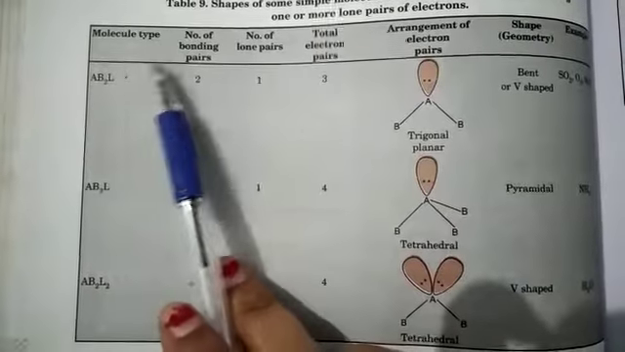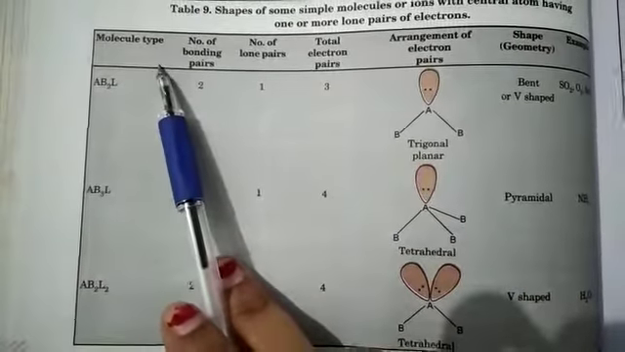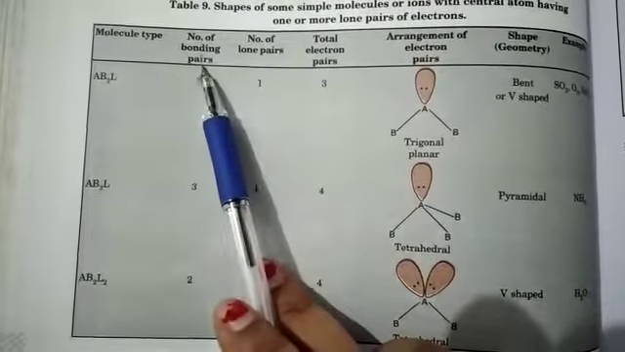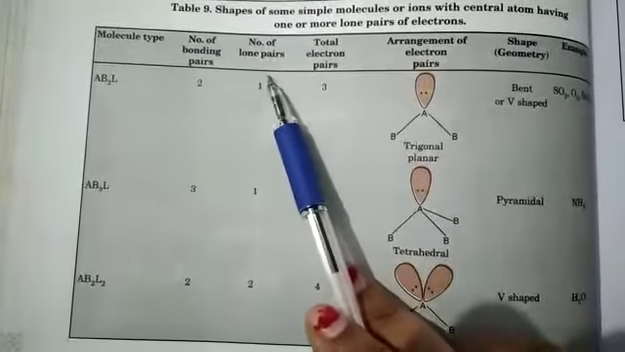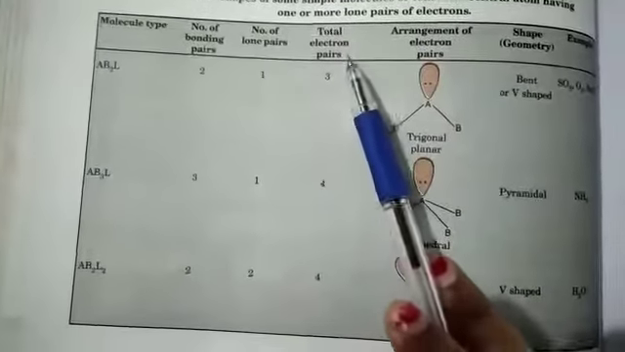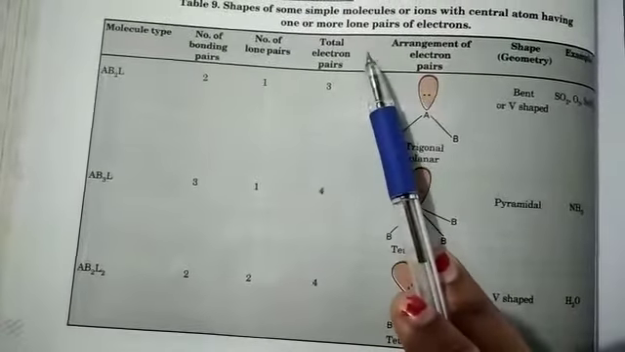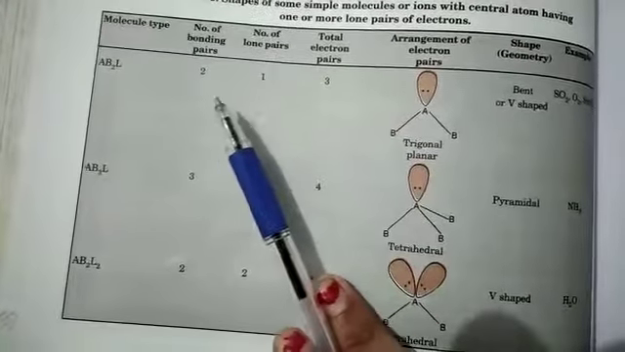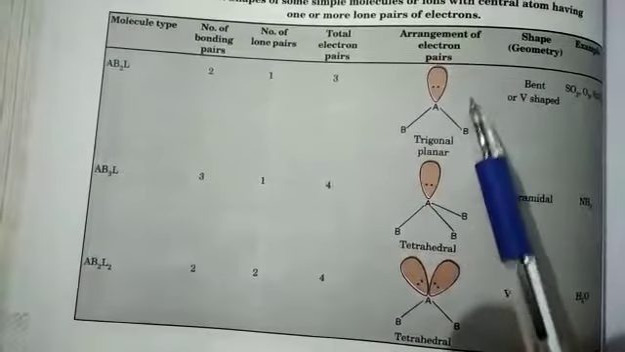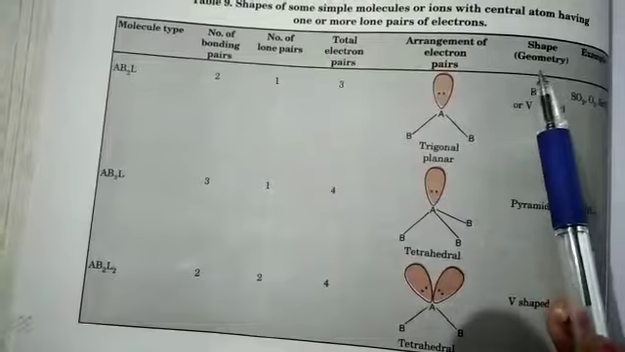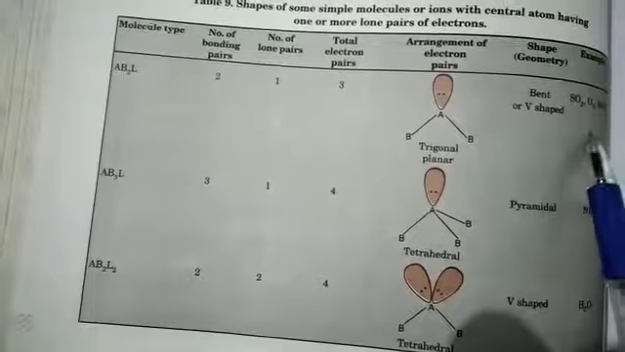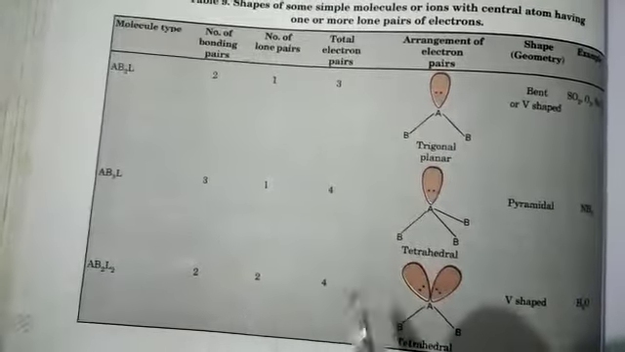In this table, the first column is the molecular type, meaning what type of molecule it is. Next is the number of bond pairs, how many bond pairs are in that molecule. Then the number of lone pairs present. Then the total number of electron pairs, the sum of these two. Then the arrangement of electron pairs, meaning the shape of the molecule, its name, and also an example. So this is the basic body of this table.